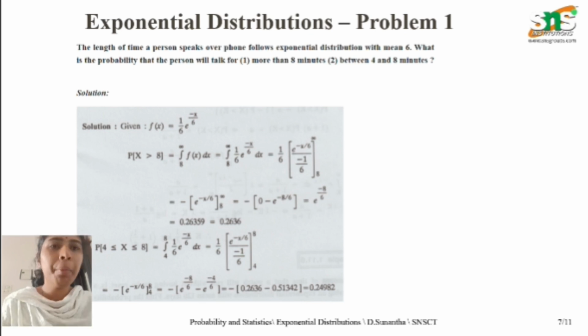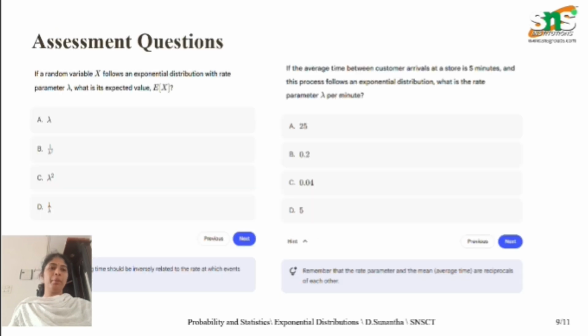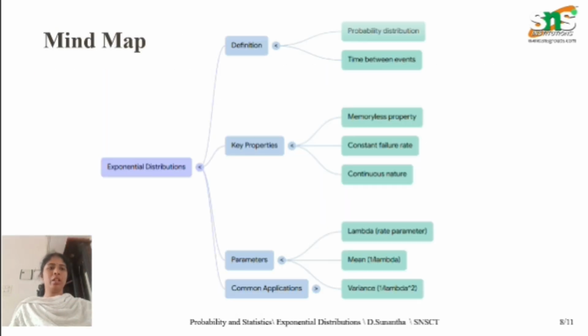The length of time a person speaks over the phone follows an exponential distribution with a mean of 6. So here the mean value is 6, and the probabilities of more than 8 minutes and between 4 to 8 minutes are calculated. For more than 8 minutes, the answer is 0.24982.